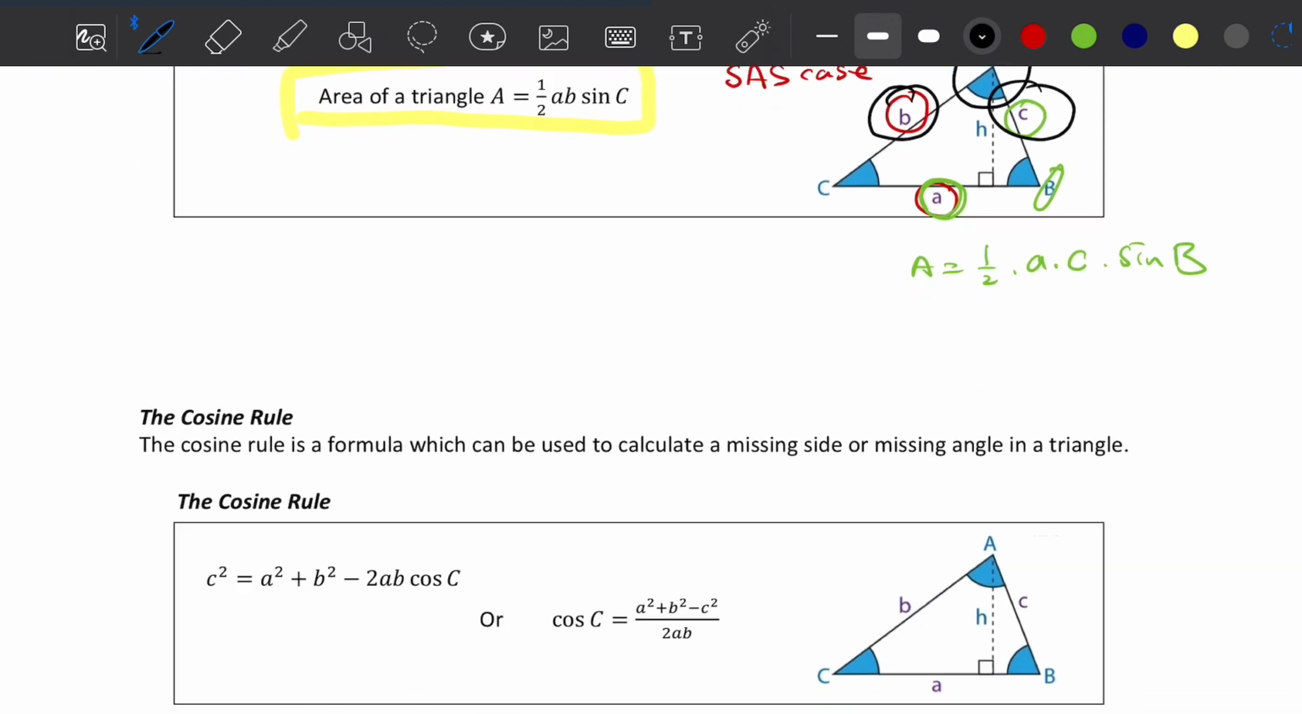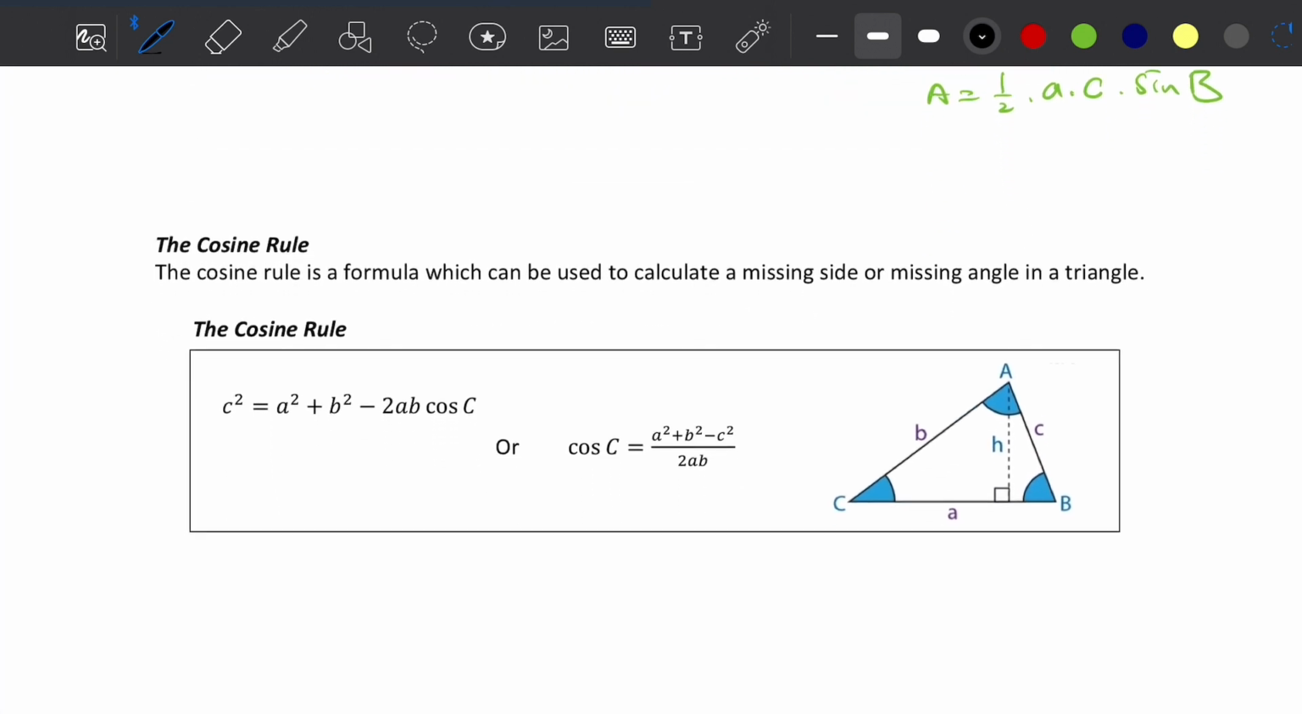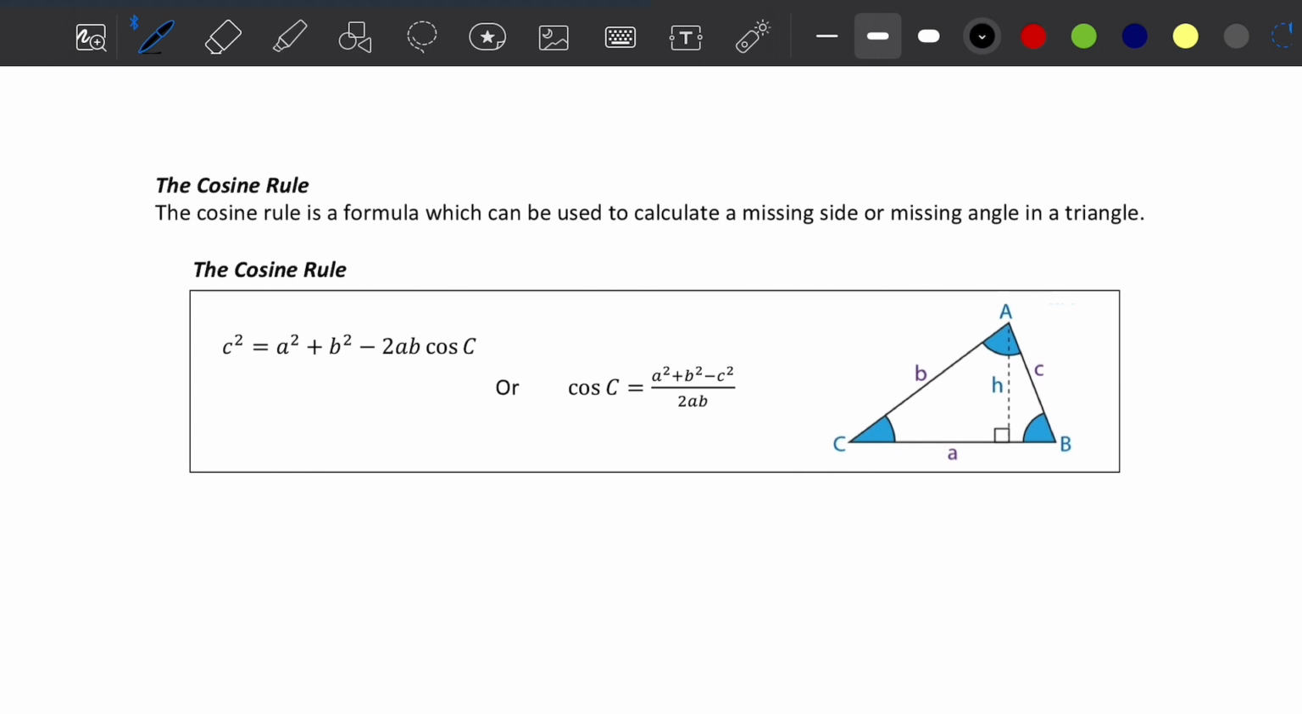And the same thing goes for the cosine rule. The cosine rule works in any triangle. It is a formula that can be used to calculate a missing side or a missing angle in a triangle. You can use the cosine rule in the SSS case, or in the case where you know only two sides and the angle between them, the SAS case.